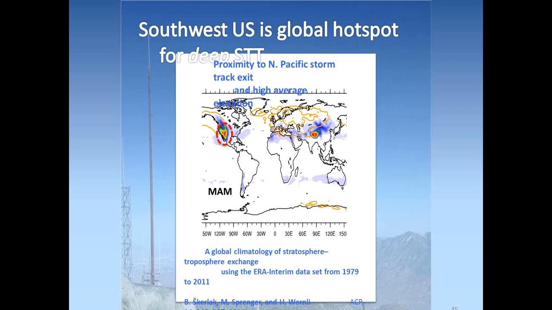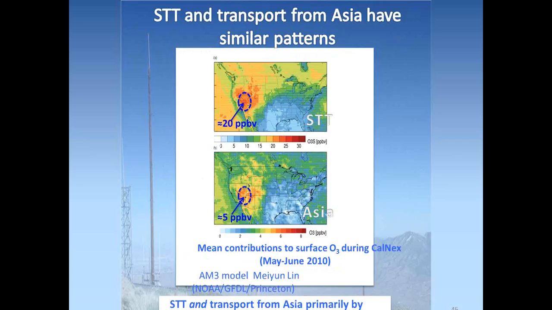All right. Moving on to the next slide, this shows for CalNex, May and June of 2010, the mean contribution over that period of ozone from the stratosphere and ozone transported from Asia, as calculated by Meiyun Lin using the NOAA GFDL AM3 model. And you see a couple of things. One is the patterns are very similar, with much higher contributions in the southwestern U.S. than in the east, particularly along the Gulf Coast and the south, where the contributions are very small.